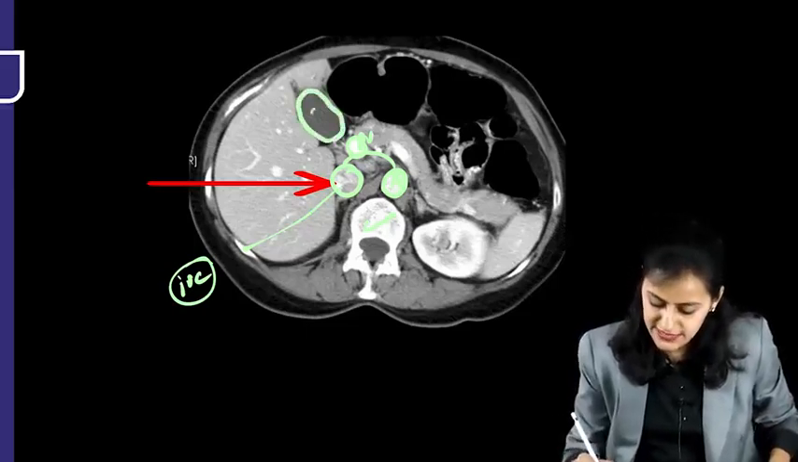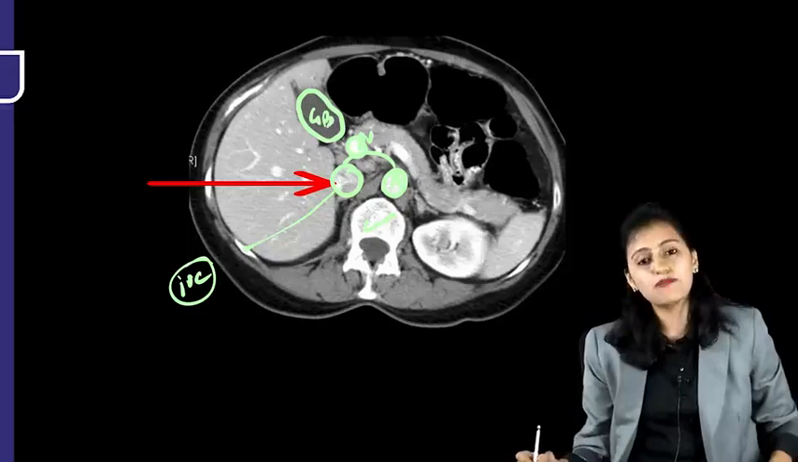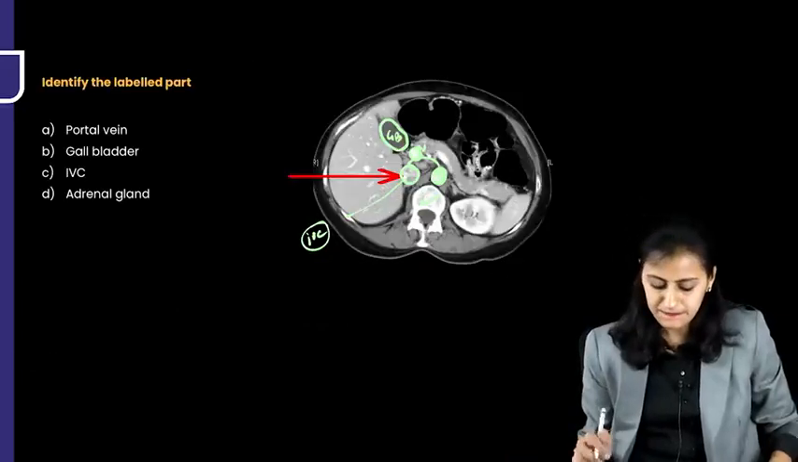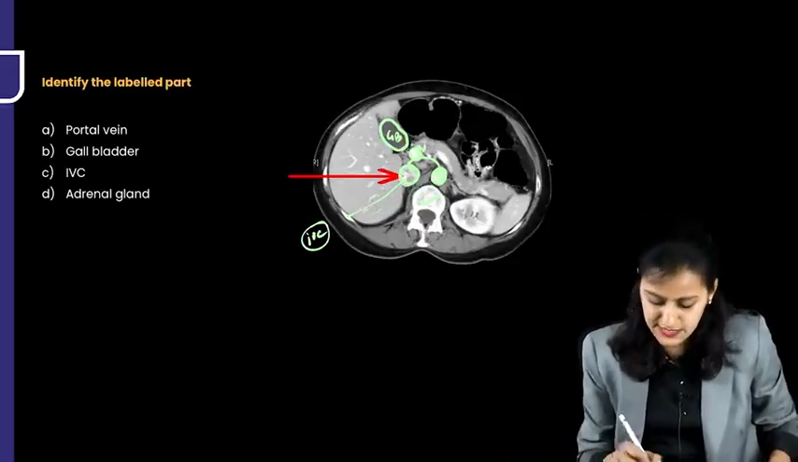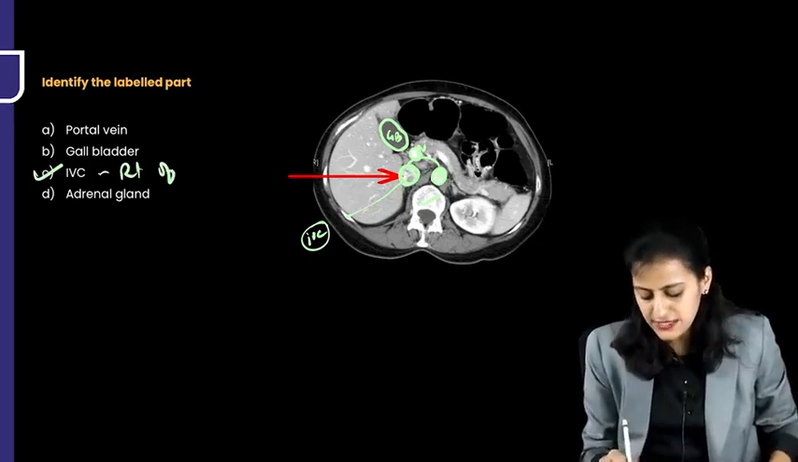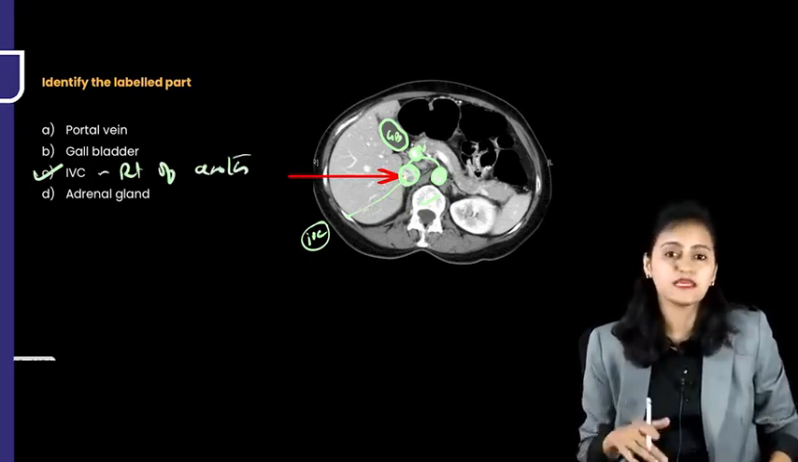This fluid density structure is the gallbladder. Okay, this is the gallbladder. So the labeled part here is basically the IVC, to the right of the aorta. Okay, to the right of the aorta.